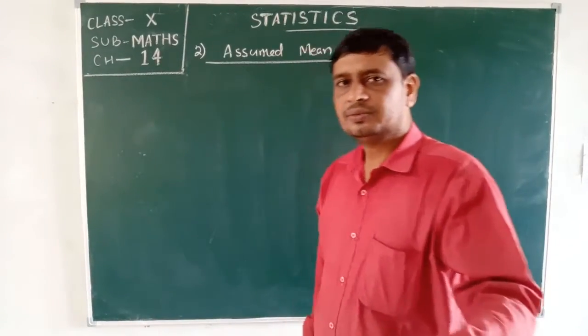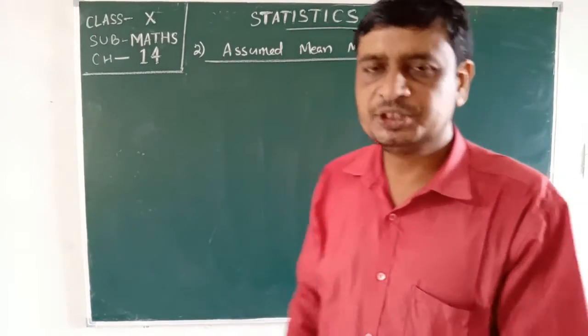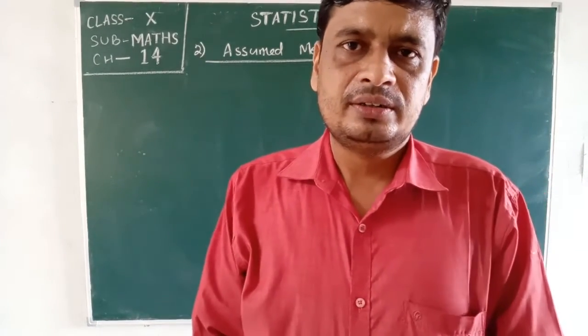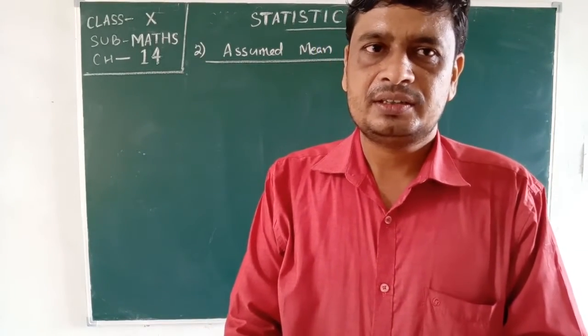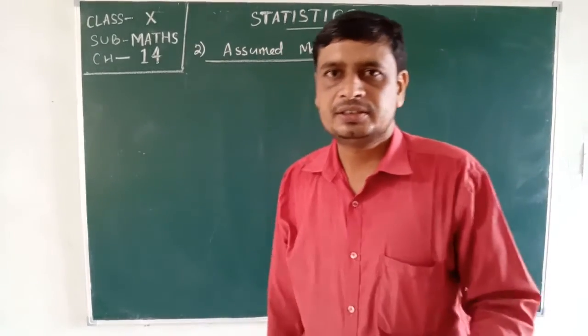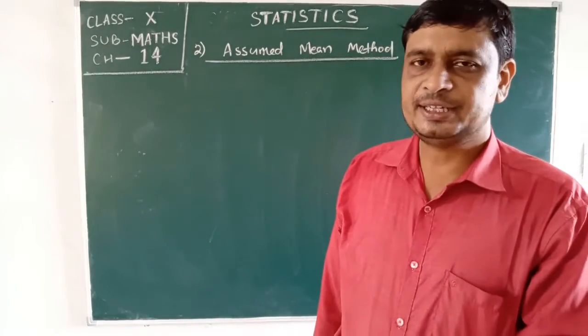The first method, that was direct method. Here this one is the second method, assumed mean method. Let's take one grouped data, and we will find the mean of that data by using this assumed mean method.